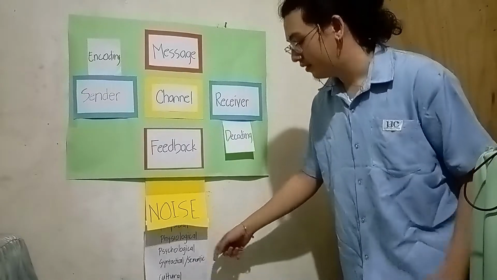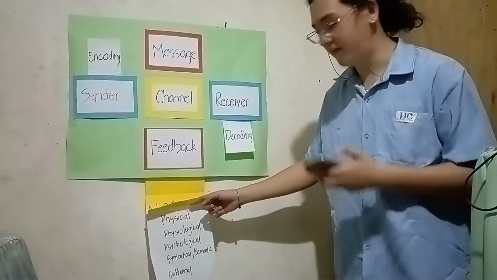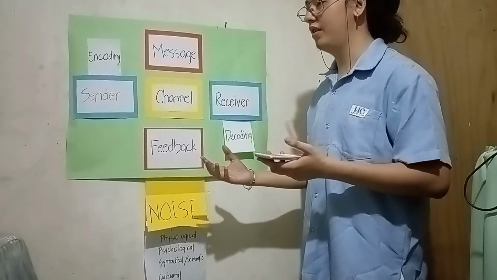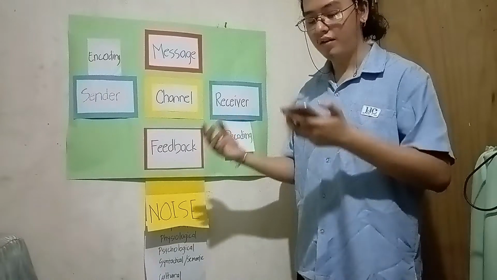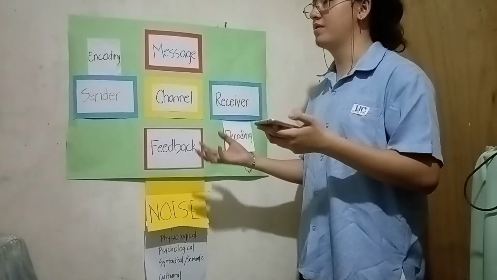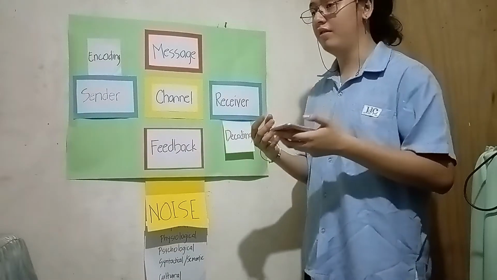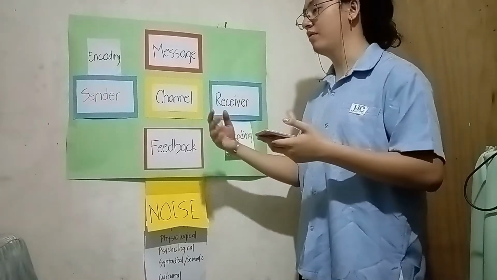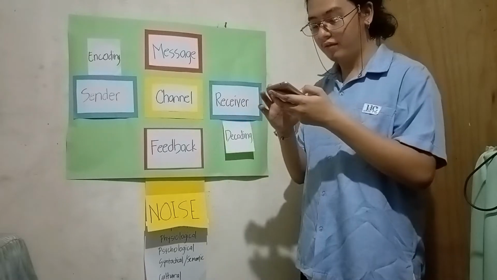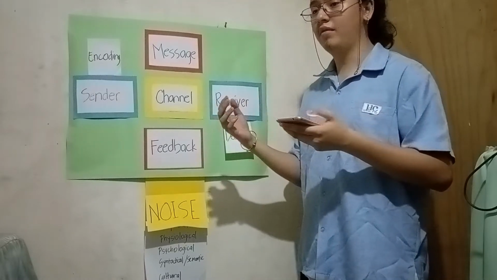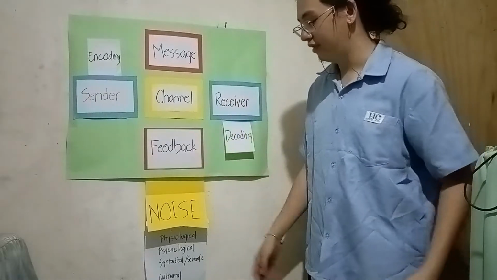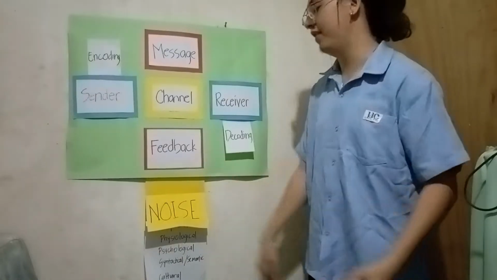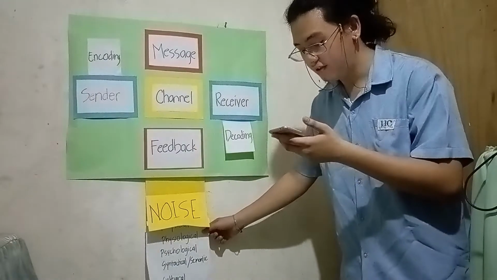The first kind is physical noise, which is the noise you can hear in the environment. Examples of these are rain, idle conversation and chatter by the people around you, animal sounds, and etc. Everything that can be heard around the environment.